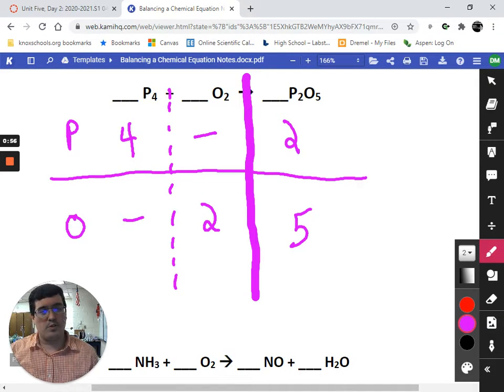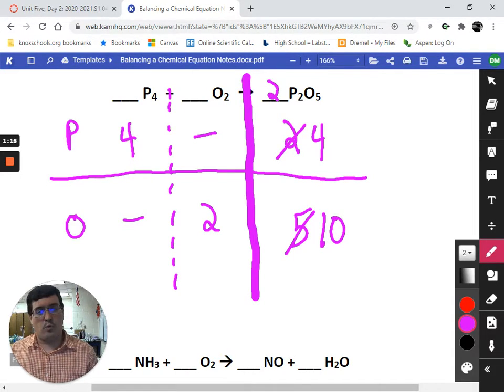So how do I make a 4 into a 2? Well, you can't. So you got to go the other way around. I got to turn this 2 into a 4, and you do that by multiplying it by 2. So if I put a 2 here, that'll multiply that one by 2 to give me 4 phosphoruses, but it'll also multiply this one by 2 to give me 10 oxygens. So now I need to worry about this inequality down here on the bottom, 2 to 10. And of course, how do you make a 2 into a 10? You multiply it by 5.